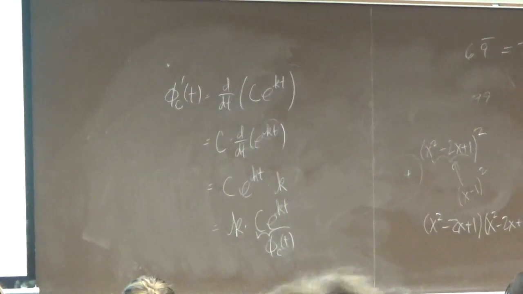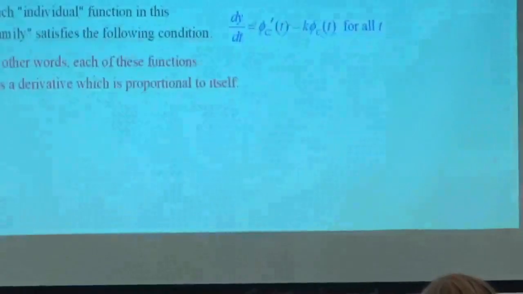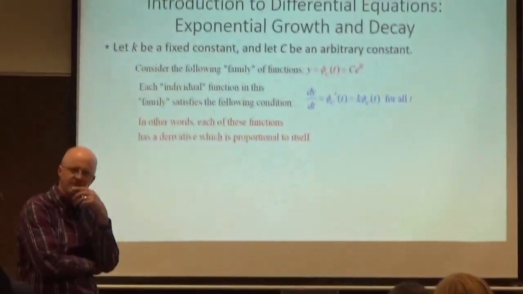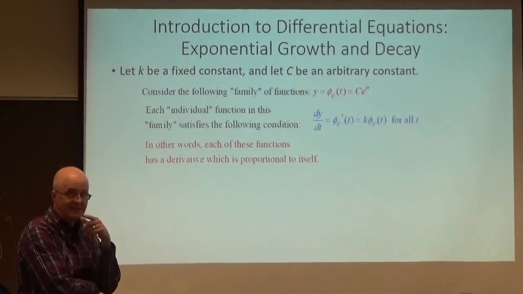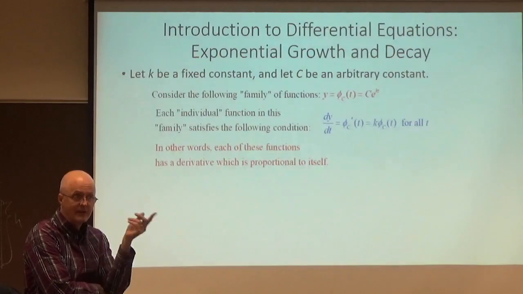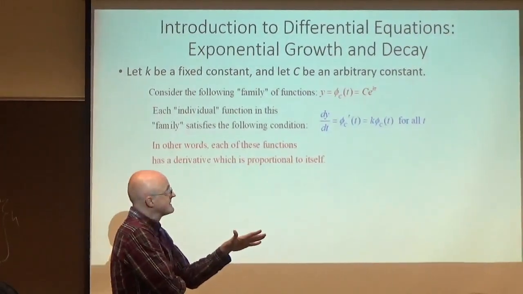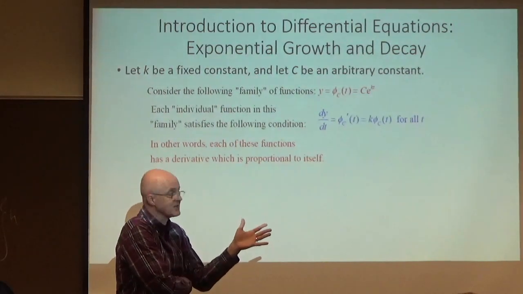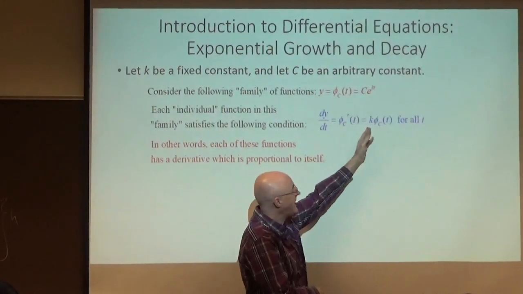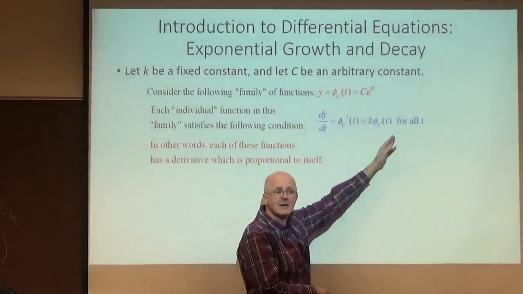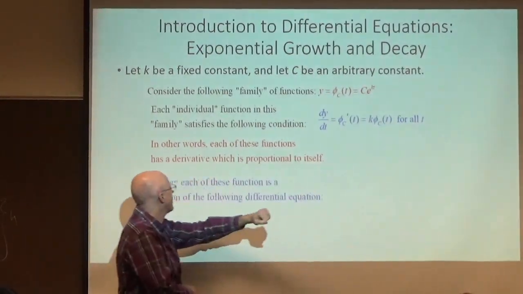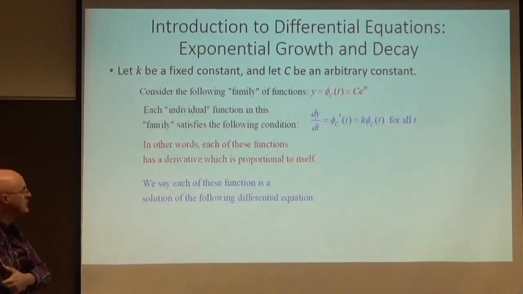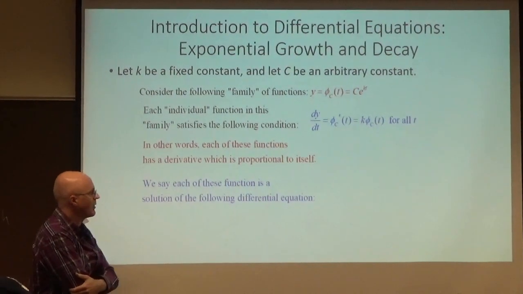What does this mean? It means each of these functions has a derivative which is proportional to itself. That's the key thing I'm trying to get across here. For each one of these functions, no matter what c is, it's proportional to itself with proportionality constant k, actually. The derivative is k times the function. And because of that, we say that each of these functions is a solution of the following differential equation.